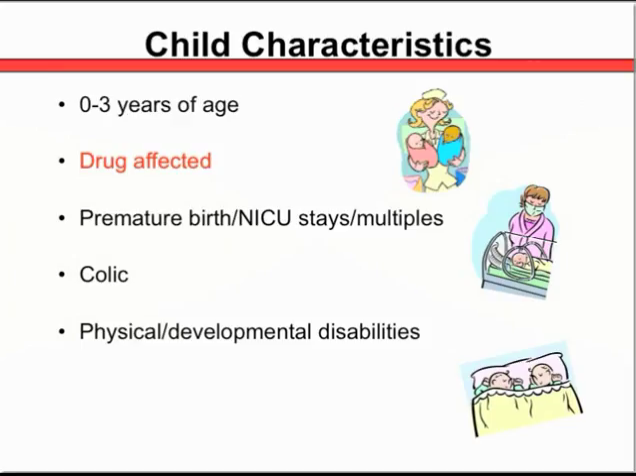Children who are born prematurely or who have prolonged NICU stays. Also, multiples, twins and triplets, all are at increased risk of child abuse. Infants who have colic, and any infant with a physical or developmental disability.